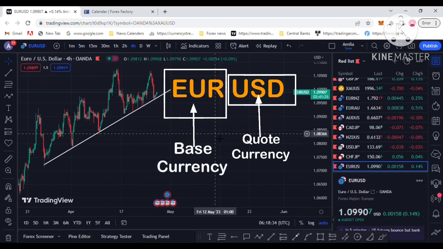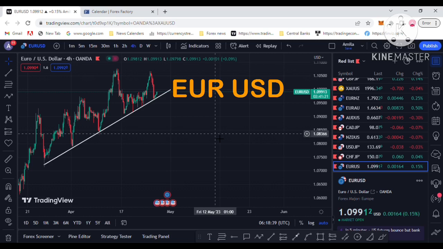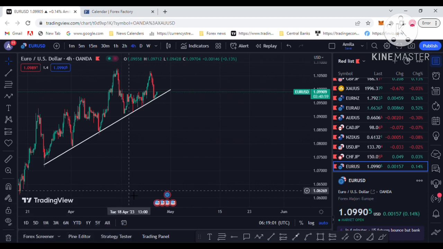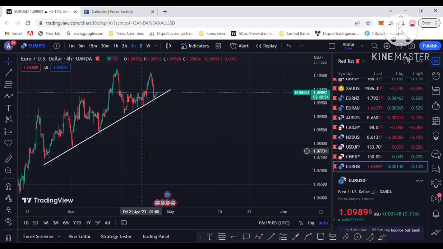So EUR USD buy means the Euro is getting demand against the US dollar. That's the buy meaning. EUR USD sell means the Euro is getting sold off against the US dollar, or otherwise the US dollar is getting demand against the Euro. That's the meaning of EUR USD sell. So that is the example: EUR USD, we buy, we sell.